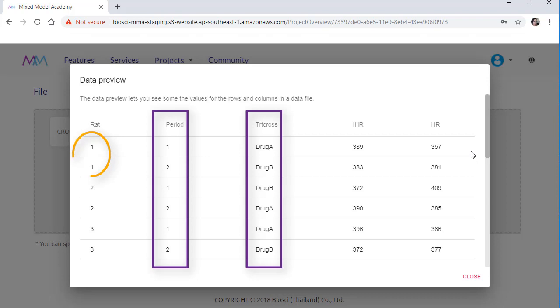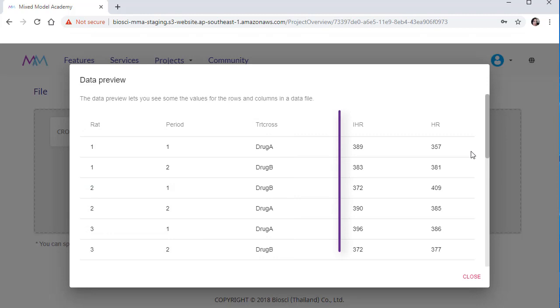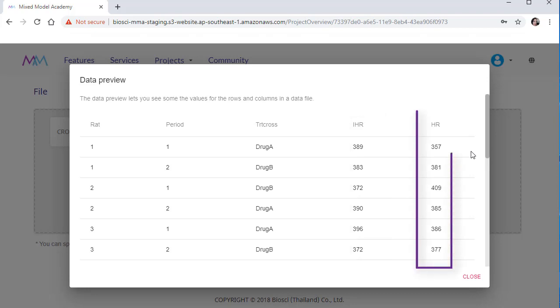The second and third columns containing the factors period and treat cross identify the order each rat received the two drugs. For example, rat 1 received drug A first, followed by drug B, whereas rat 2 received drug B, followed by drug A. The fourth column, IHR, contains the initial heart rate measurement immediately before administration of the drug, and the fifth column, HR, the heart rate afterwards.